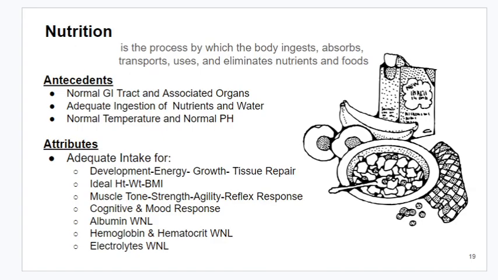We want our albumin and protein intake to be within normal limits. Obviously, our hemoglobin, hematocrit to be within normal limits, and obviously our electrolytes. So we need everything, our nutrition, to actually be supporting those normal body systems and functions.